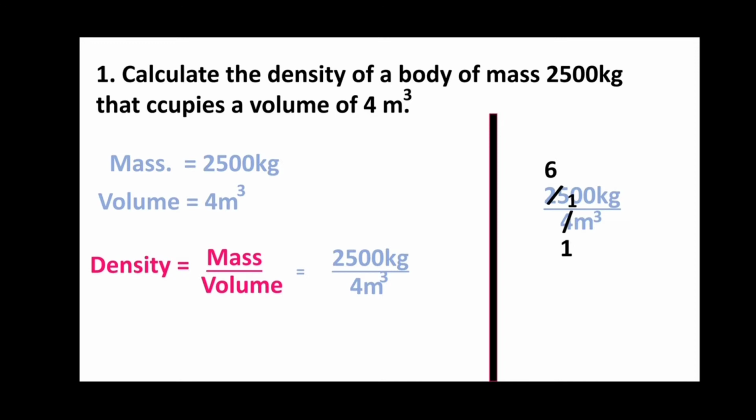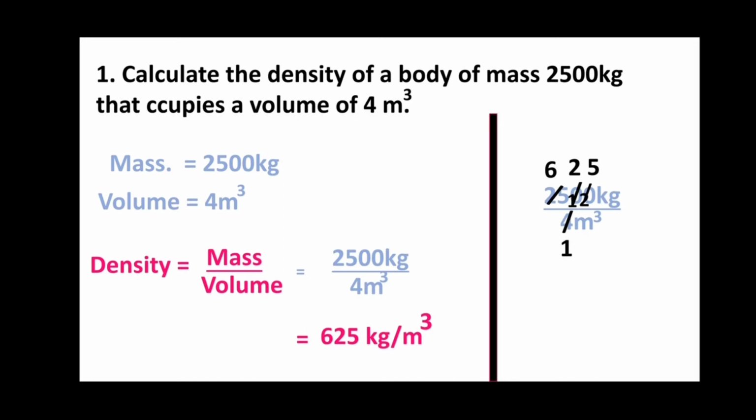How many times will 4 go in 10? 4 2s are 8. Then remaining 2, 9, 10, is it? So remaining 2 we will write here. Then 4 5s are 20. Thus we will get density is equal to 625 kg per meter cube.